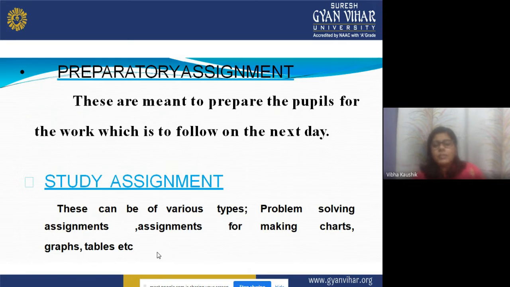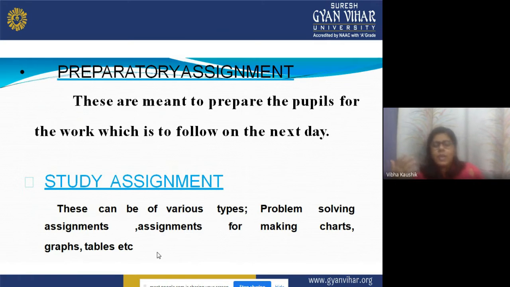Study assignment. These can be of various types. Problem solving assignment, where a problem is given to the students and the student has to solve that particular problem. Assignment for making charts, graphs, tables, etc. The teacher can ask the students to prepare a chart on the eminent personalities of social science, commerce, English. Graphs: the teacher can ask the students to present the national income of the country through graphs and tables.